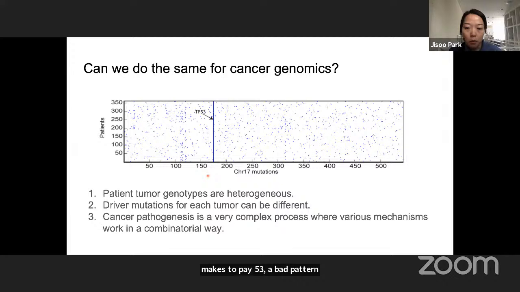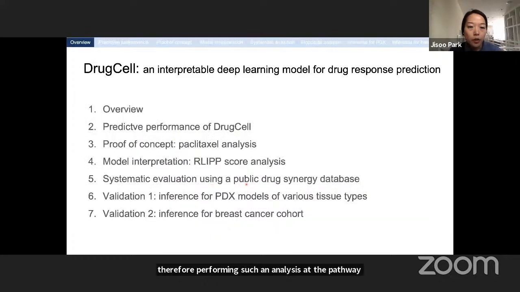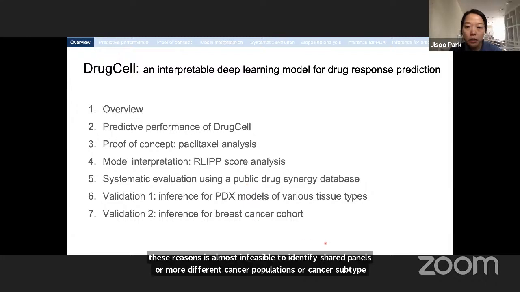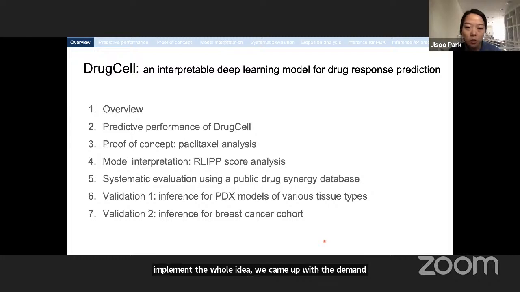In addition, there is a more complicated problem: the driver mutations for each tumor are known to be different, and cancer pathogenesis is a very complex process where various mechanisms work in a combinatorial way. For these reasons, it's almost infeasible to identify shared patterns among different cancer populations or cancer subtype populations using individual mutations, and therefore performing such an analysis at the pathway level should be the way to go. So to implement the whole idea, we came up with a deep learning-based framework, which enables the analysis of cell mutations at the pathway level.